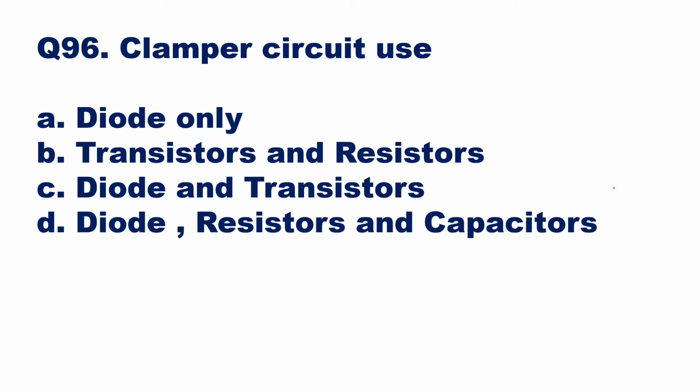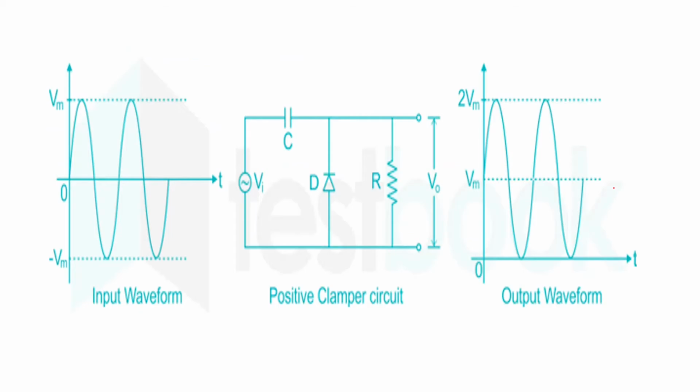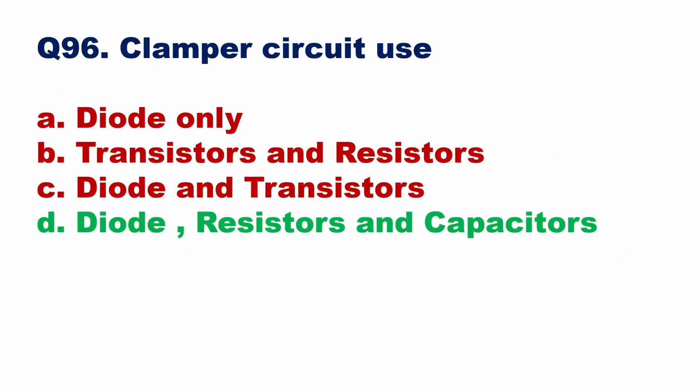So we have seen the clamper circuit earlier also. It uses diode, resistors and capacitors to do the clamping action. So option D will be the right answer. Here you can see you're going to use a capacitor, diode and resistor. All the three are used to have a clamper circuit. The example of positive clamper is shown here. So here option D will be the right answer, diode, resistor and capacitor.